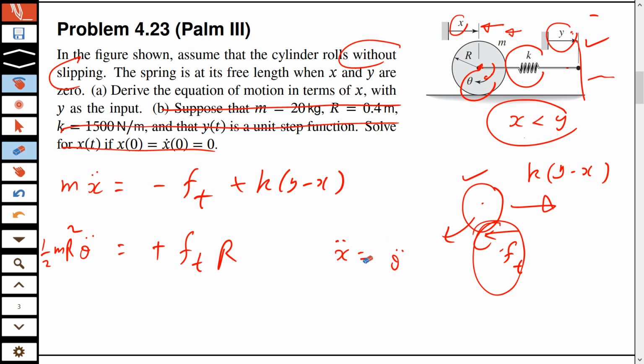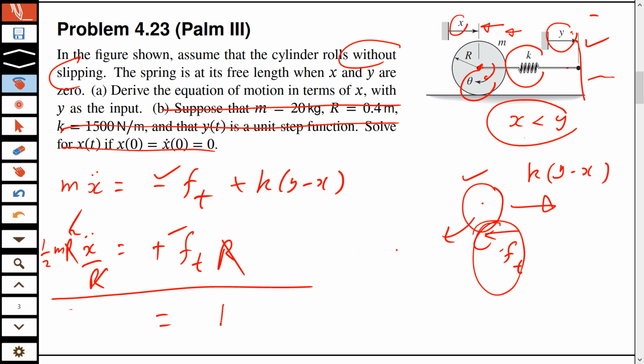So which means that theta double dot is x double dot over r. So I can now replace theta double dot with x double dot divided by r. Now this r will cancel out with this r, and that r will cancel out with this r. And now I can add these two equations because plus minus will cancel out.